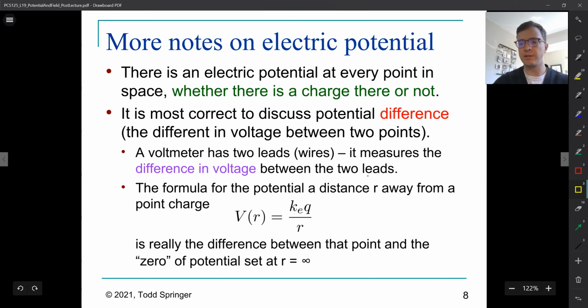It's a little confusing because we've given this formula, kQ over r, for the potential at a distance r away from a point charge. And you have to say, well, that's the difference between which 2 points? It turns out that that's the difference between that point and infinity. So remember, I set 0 to be at infinity. And so when you're thinking, what is the other point here? It's really the one at infinity. So V equals kQ over r is really the difference between the point that I'm looking at and the 0, which I set to be infinitely far away.